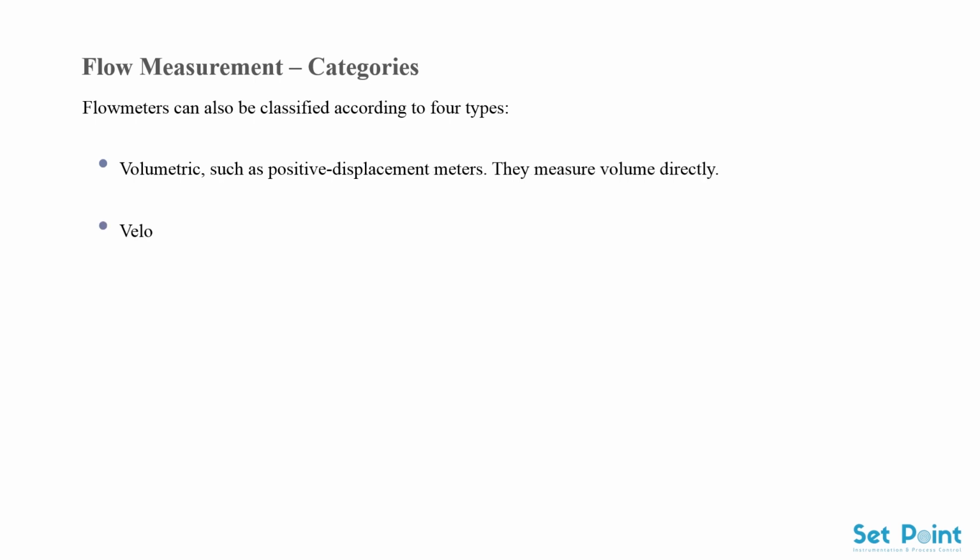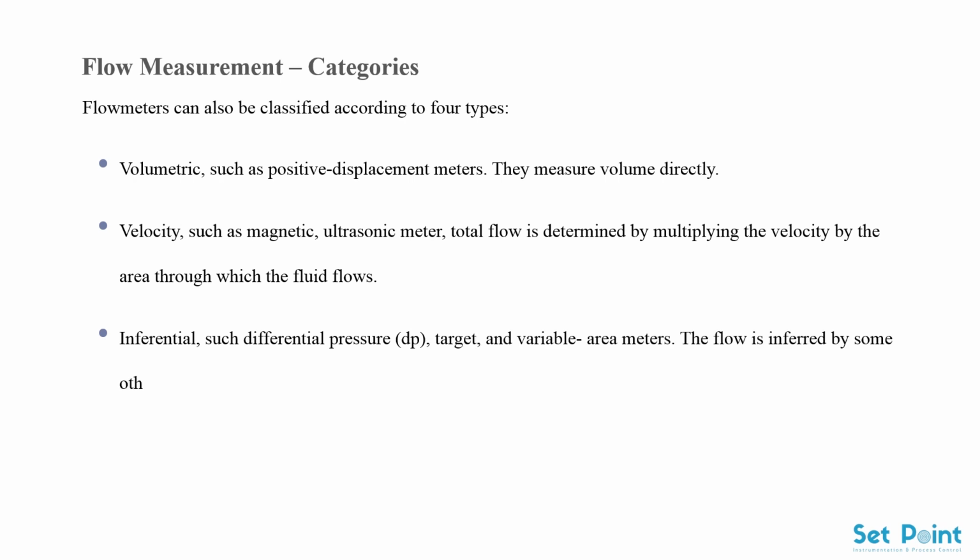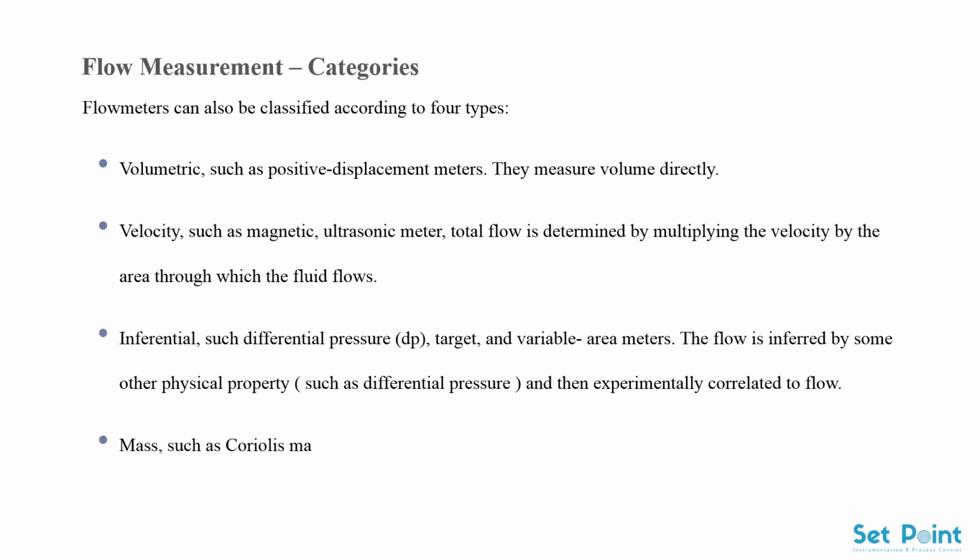Flow meters can also be classified according to 4 types. Volumetric, such as positive displacement meters. They measure volume directly. Velocity, such as magnetic and ultrasonic meters. Total flow is determined by multiplying the velocity by the area through which the fluid flows. Inferential, such as differential pressure, dP, target, and variable area meters. The flow is inferred by some other physical property, such as differential pressure, and then experimentally correlated to flow. Mass, such as Coriolis mass flow meters. These devices measure mass directly.